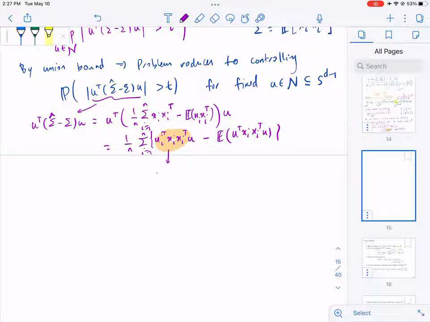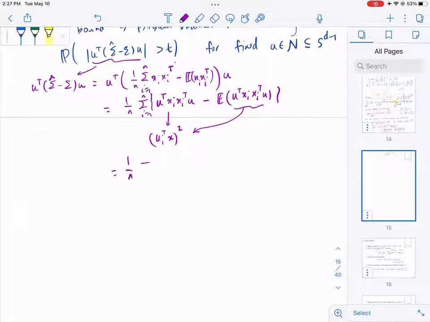Yeah, so this is going to be something like this squared, because xi transpose u and u transpose xi are basically the same. Not ui, u transpose xi, and this is the same quantity. So what I would get is 1 over n, sum over i from 1 to n, of u transpose xi squared minus the expectation of itself.